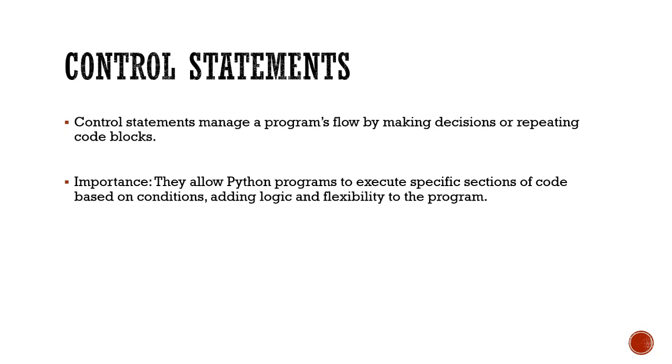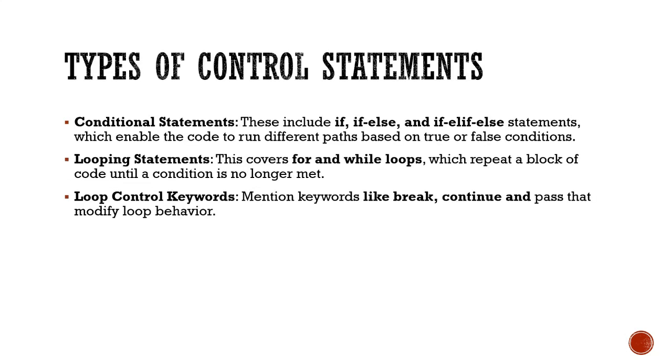What is the importance of control statements? Why is it important? They allow a Python program to execute specific sections of code based on conditions, adding logic and flexibility to the program. You always want your program to act as per the conditions, right? For example, if age is greater than this, then this should happen. If age is less than this, then this should happen. This is called decision making. So if you want your program to work as per the conditions and make decisions on the basis of that, then control statement is something you're looking for.